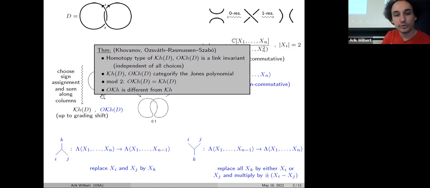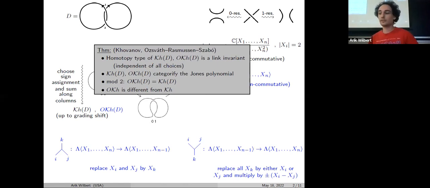But now the interesting point, number 4, is that they are very different. It turns out that odd Khovanov homology can distinguish certain knots and links which the original Khovanov homology cannot distinguish, and also vice versa. So you really want to look at both. They are two different link invariants, which is quite interesting. So this is the basic setup. Does anyone have any questions about this?